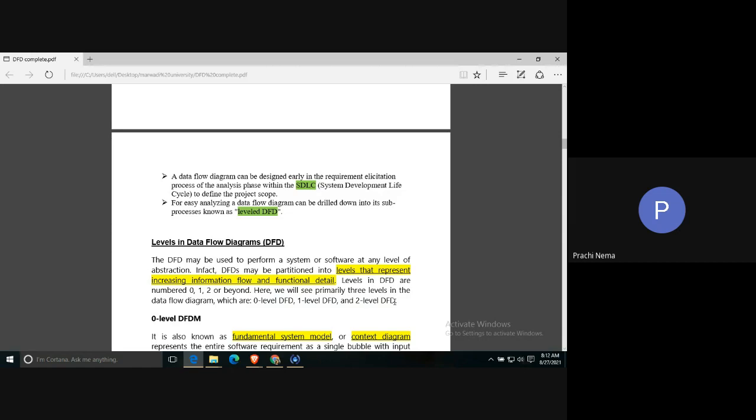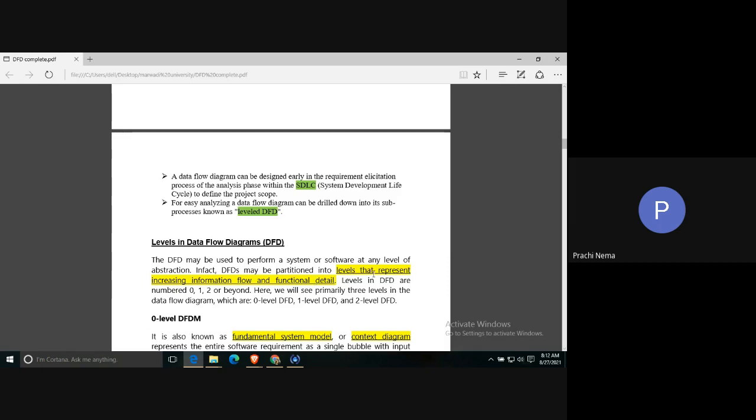Okay, so let us talk in detail about this leveling concept. Levels in data flow diagram. Here I have highlighted a line which says levels represent increasing information flow and functional detail. Like I told you just now, each level would have more detail. So levels are going to represent increasing information flow with each level and even more functional detail. More information included, more detail.